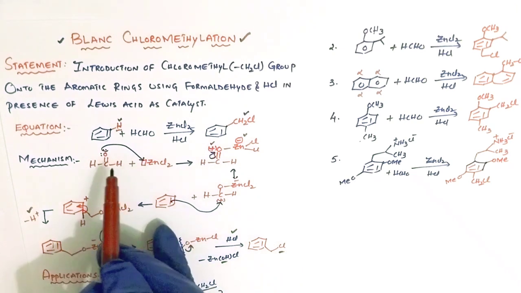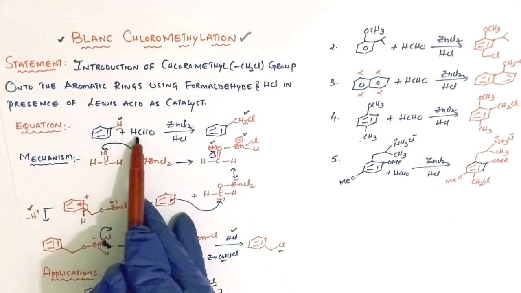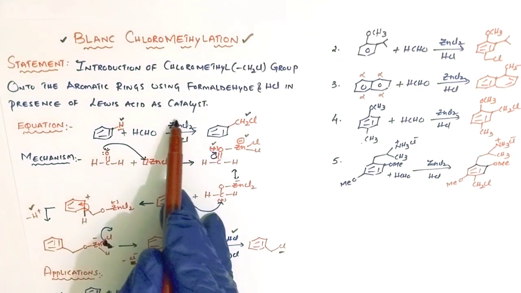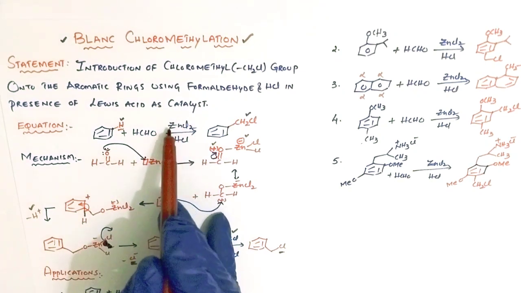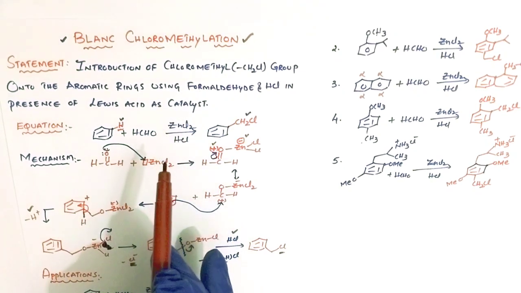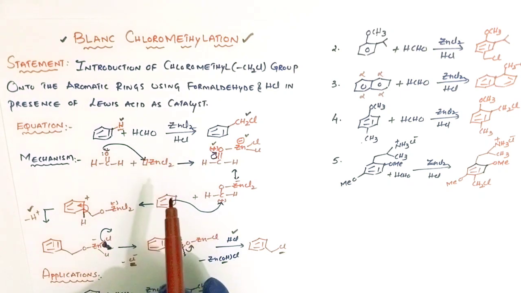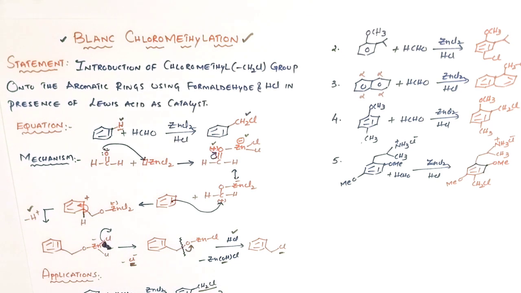See, here what are the reactants? Benzene, formaldehyde, HCl in presence of Lewis acid. So Lewis acid here acts as a catalyst, right? Generally what happens? The catalyst can enhance the rate of the reaction. Generally a catalyst doesn't want to participate in a chemical reaction. If it is participating, the condition is that it should be removed at the end of the reaction in the form of something else, right?